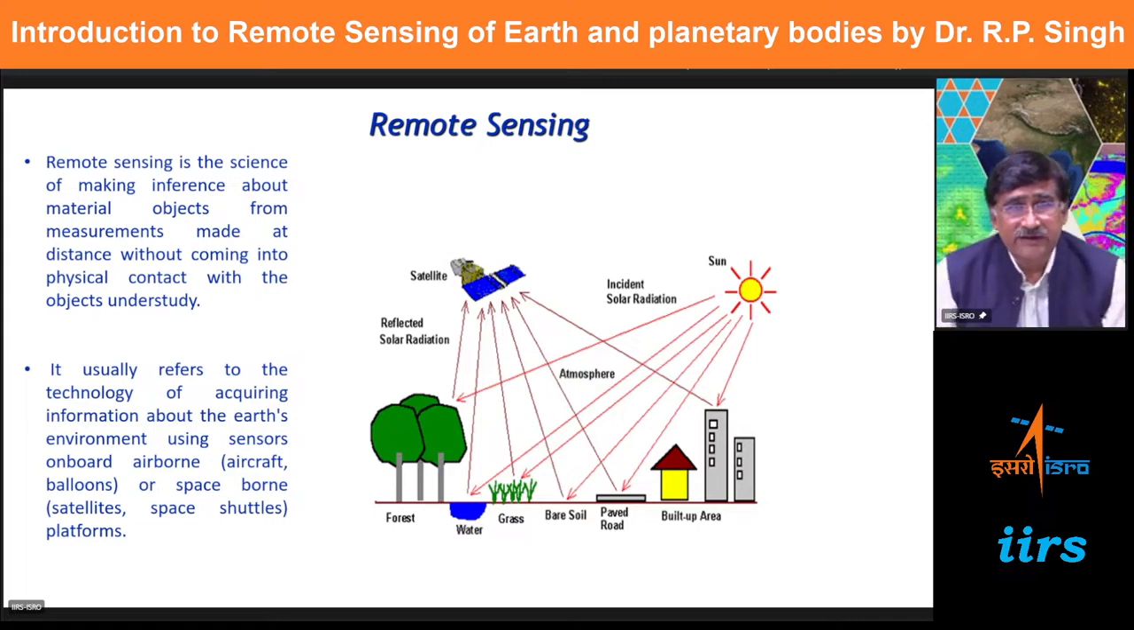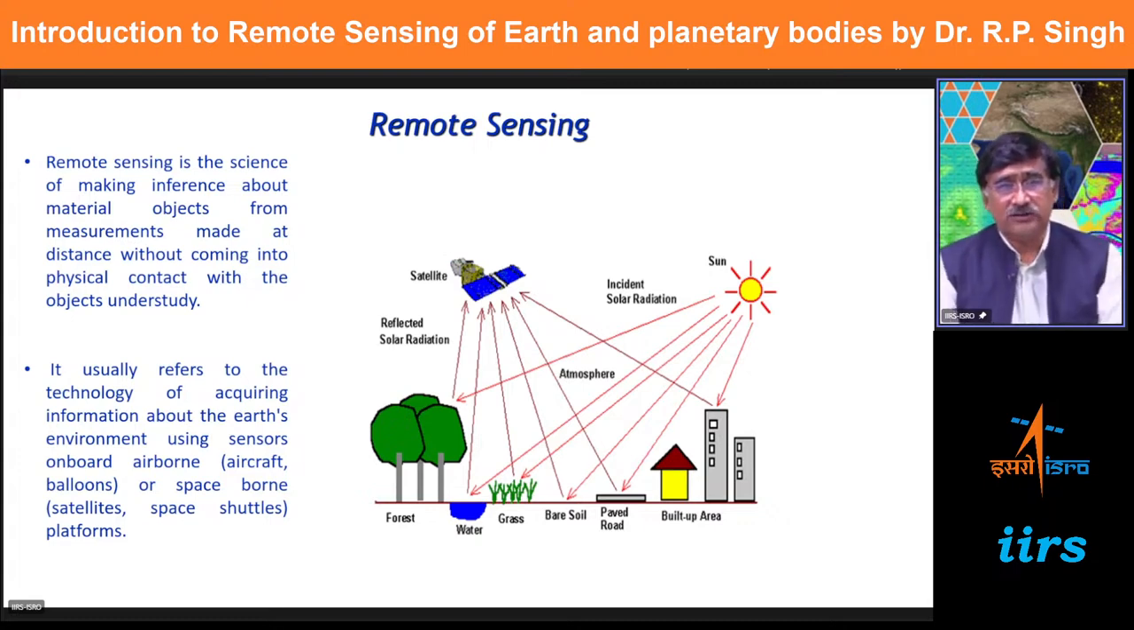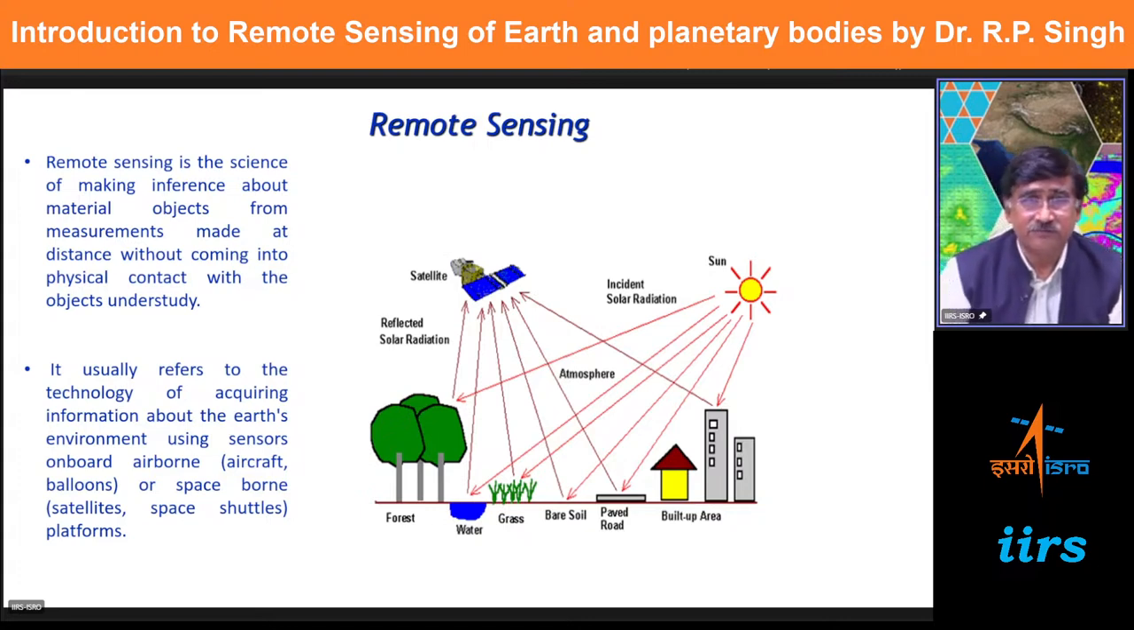Remote sensing, as a definition, is a science of making inference about material objects from measurements made at a distance, without coming into physical contact with the object. So when we sense anything from a distance, a remote, we call it remote sensing. But it usually refers to the technology of acquiring information about Earth and planetary systems from sensors on board either airborne or spaceborne platforms, where you put different sensors to observe these planetary systems.